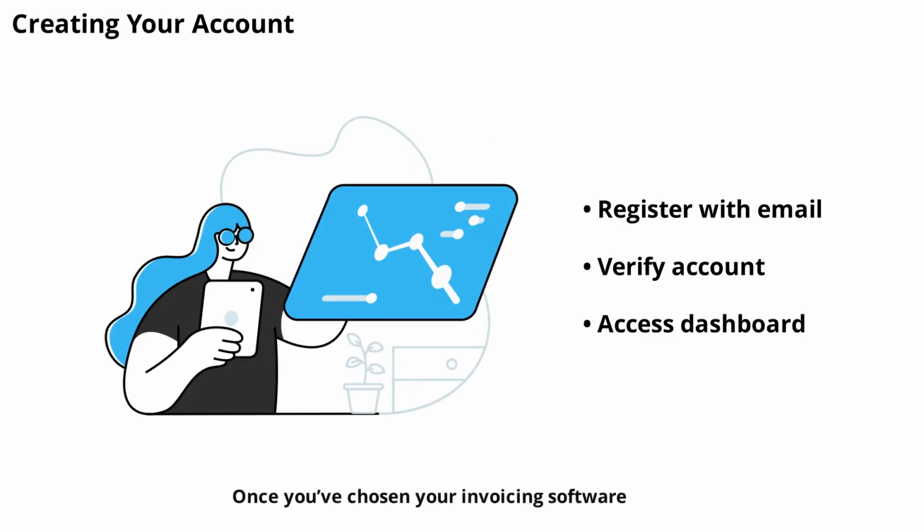Once you've chosen your invoicing software, it's time to create your account. This usually involves providing your name, email address, and sometimes your business or employer details. Make sure to use an email you check regularly, as you'll receive important notifications and updates. After registering, you may need to verify your email before accessing the main dashboard. This step is crucial for security and ensures you have full access to all features.